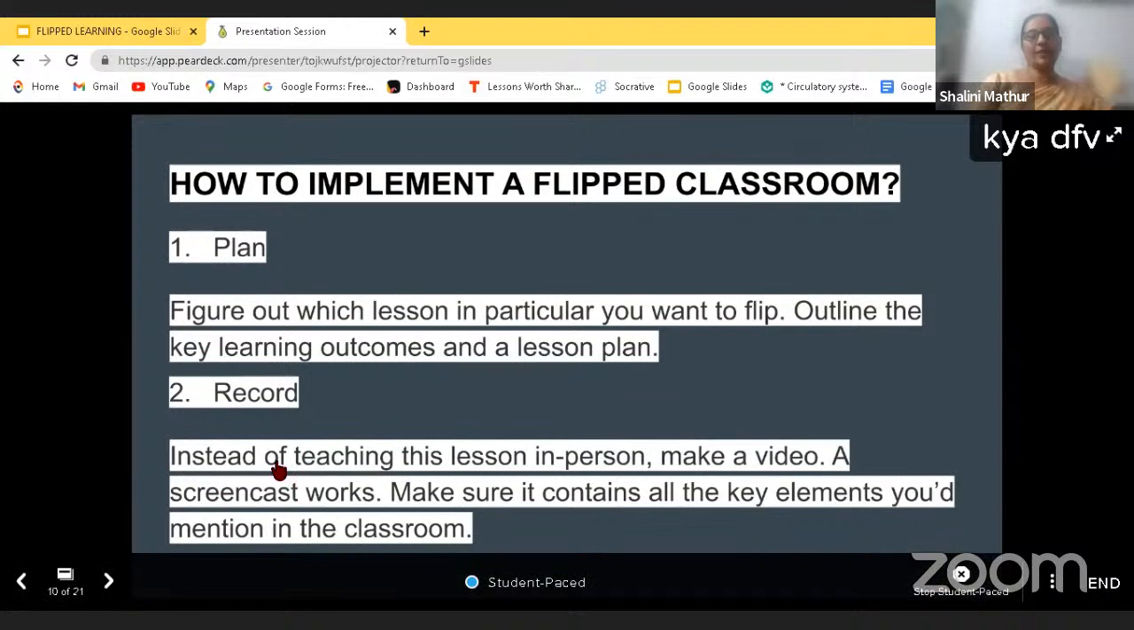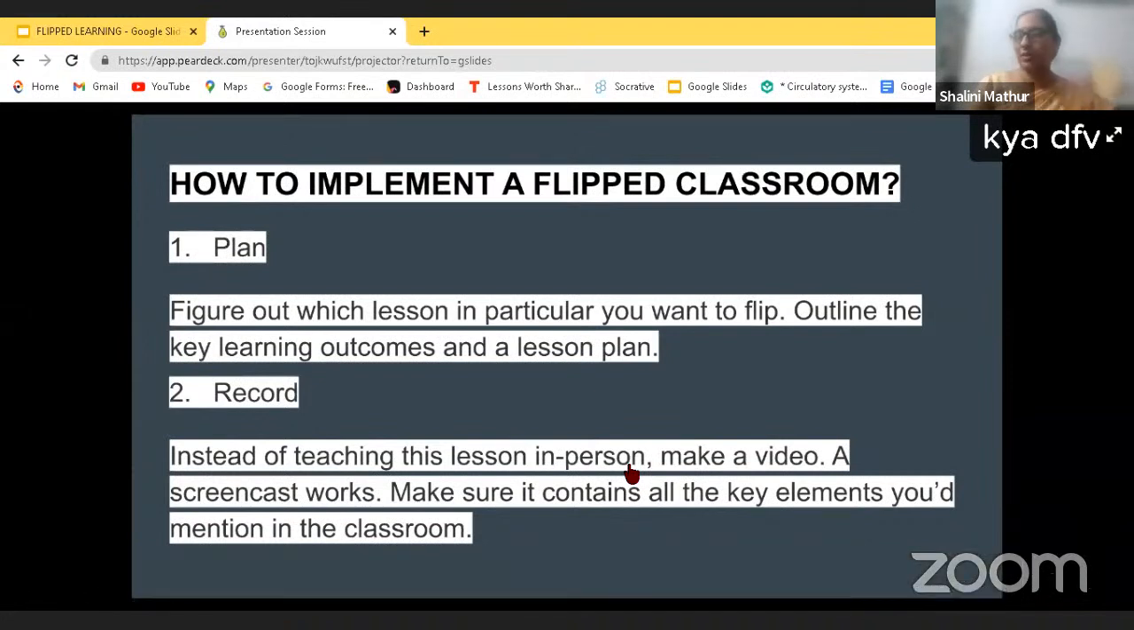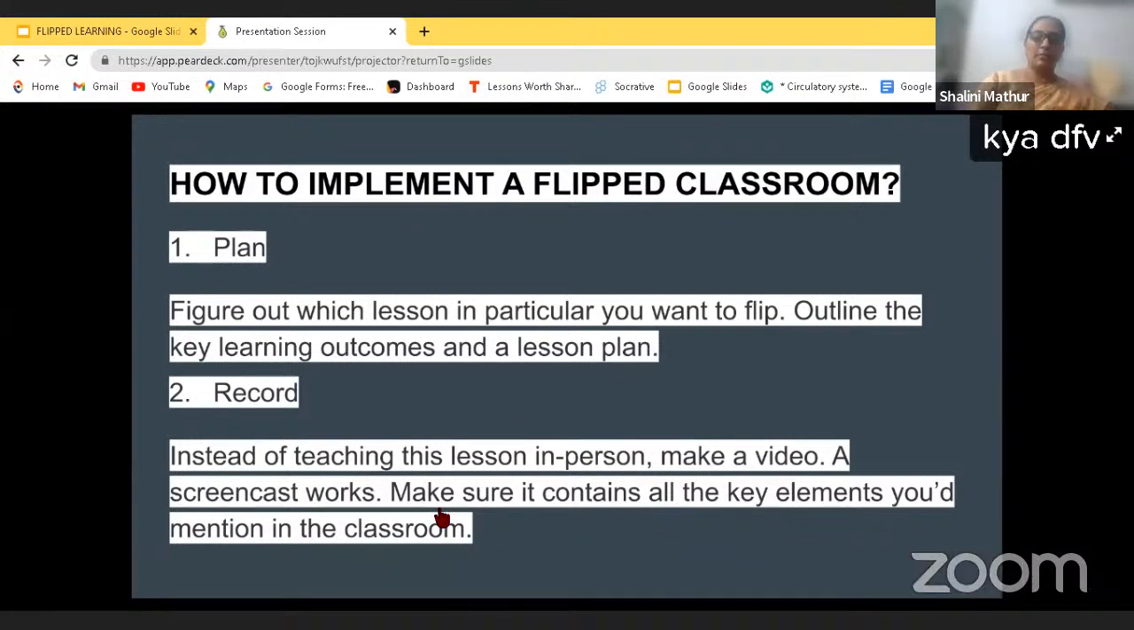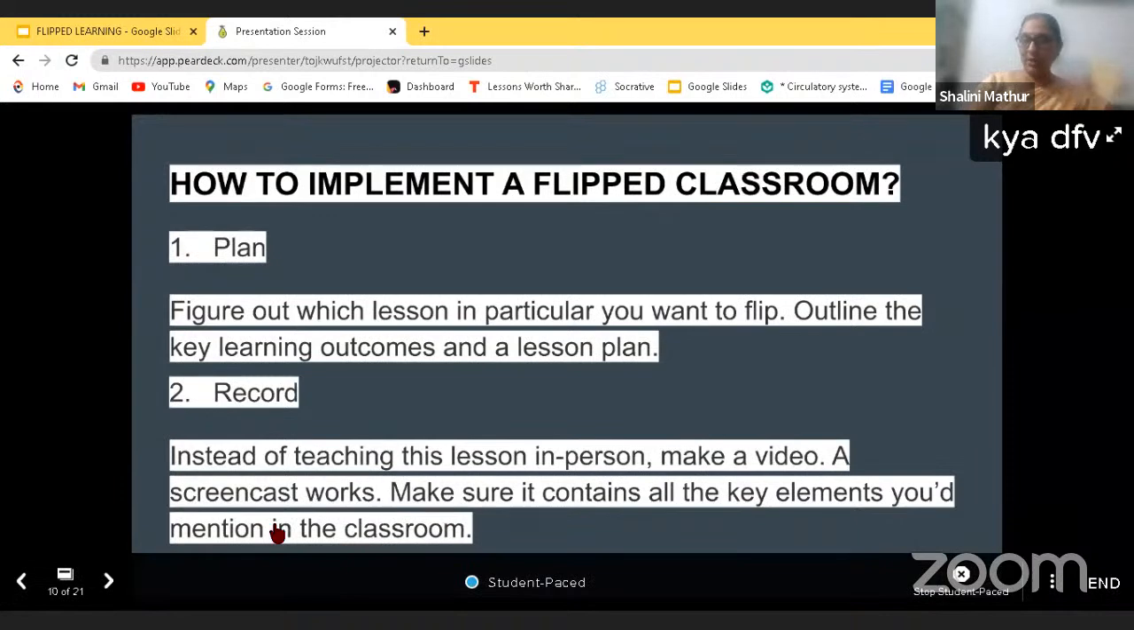Then record. Instead of teaching this lesson in person, now I came to know that in chemical properties of matter my students are struggling. Rather than going one to one, catching each child and teaching separately, it is better that I make a video and a screencast. Make sure it contains all the key elements you had mentioned in the classroom. So it should not be different from what you have taught in the class when you are using this flipped classroom.